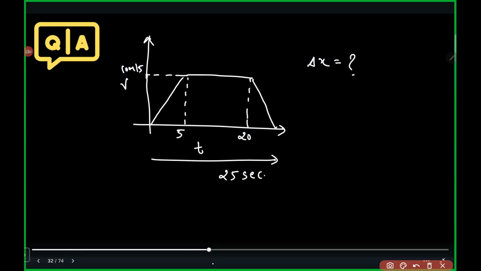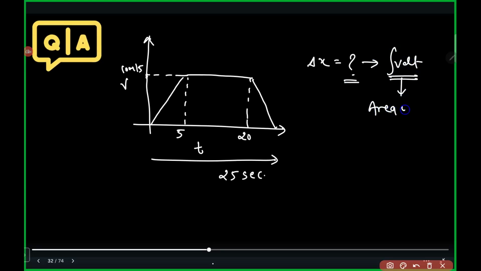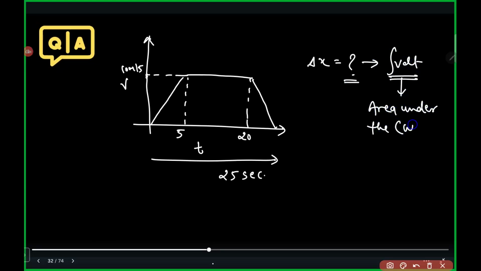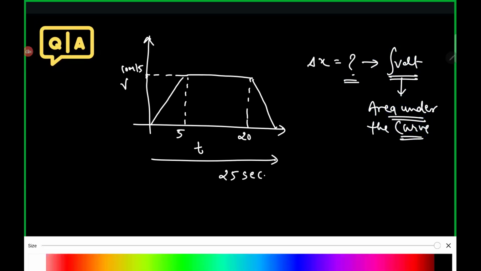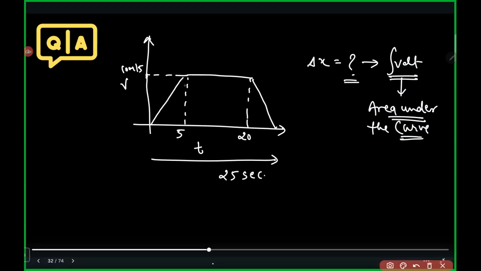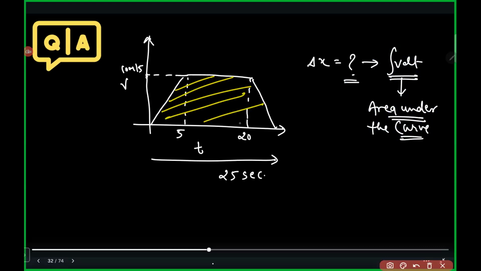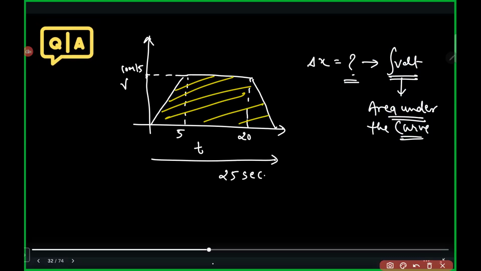Is the question clear to everyone? In the question, they have asked what the change in position is. For your information, the change in position is nothing but the integral of v dt, and this gives you the area under the curve, or area under the graph. So you have to find this total area, and this total area represents delta x this time. Okay everyone, tell me, what will the answer be?